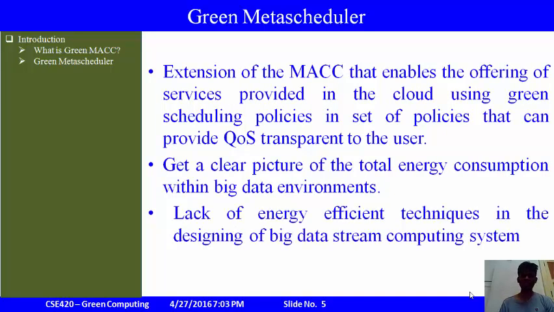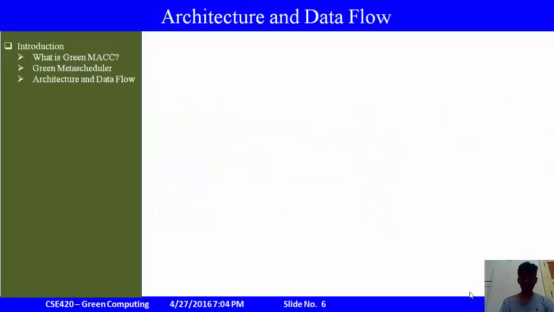which is an extension of the MACC that enables the offering of services provided in the cloud using green scheduling policies instead of policies that can provide quality of service transferring to the user. We will be able to get a clear picture of the total energy consumption within big data environments. Lack of energy efficient techniques in the designing of big data stream computing systems will also be seen. Moving on, now we will come to Green MACC's architecture and data flow.